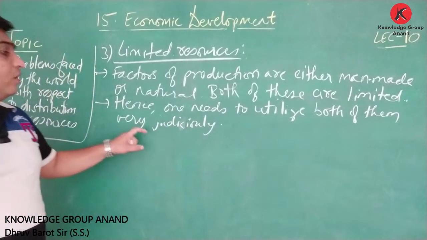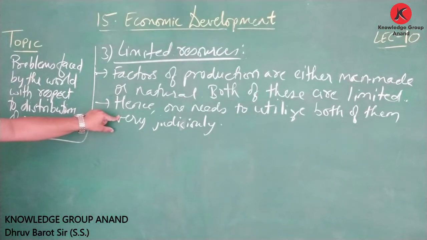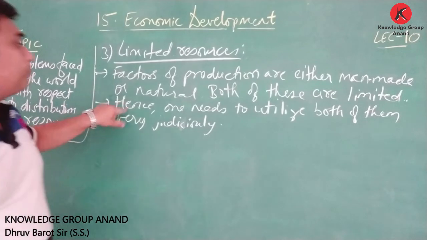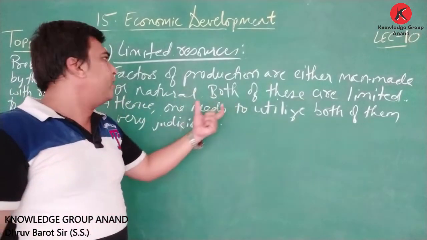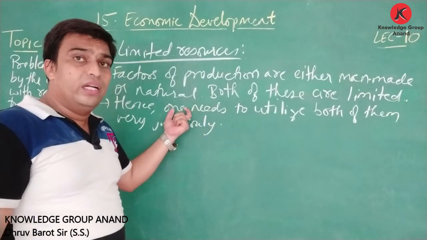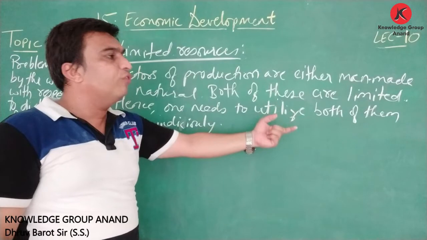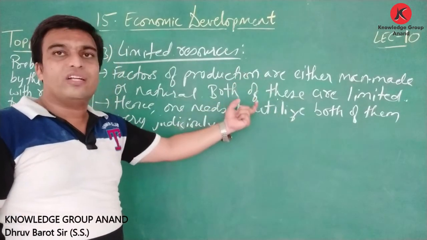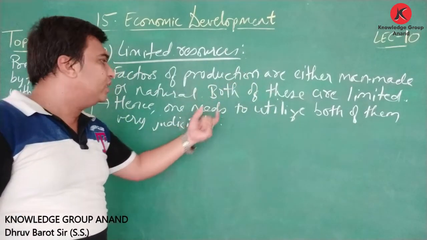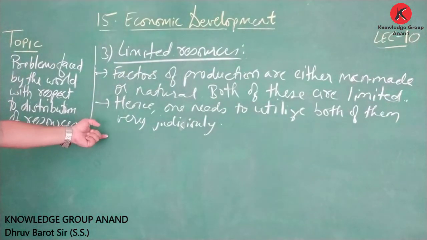Friends, when we are talking about the utilization of resources, it is said that both man-made and natural resources are limited, and that is why the person needs to utilize both of them. Both of them means these factors of production, that is man-made and natural resources. They should be used very judiciously.